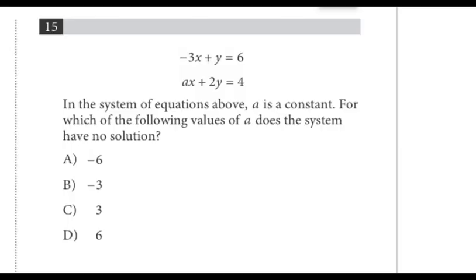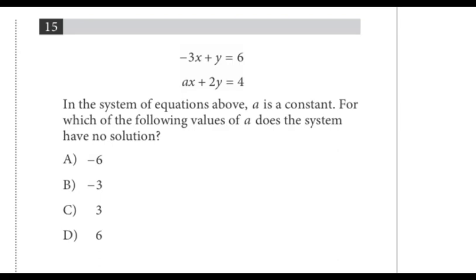In the system of equations above, a is a constant. For which of the following values of a does the system have no solution? This is an SAT math special. They love having the systems of equations with a missing variable for either infinite or no solution. This question is the no solution type. So for the no solution type, we do elimination, and we want to cancel either the x's or the y's. We can't cancel the x's because we really don't know what a is yet.